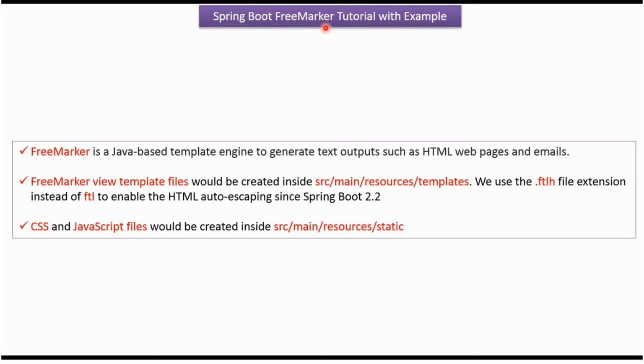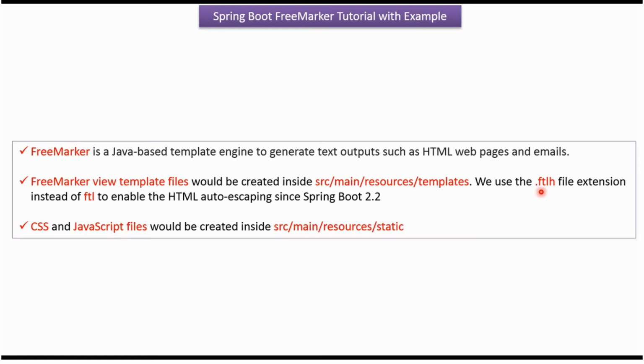In this video tutorial I will explain Spring Boot FreeMarker tutorial with example. FreeMarker is a Java-based template engine. Using that, we can generate text outputs like HTML web pages and emails. And FreeMarker view template files we have to place inside templates folder inside resources folder.